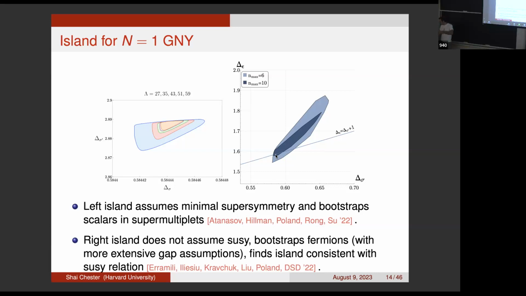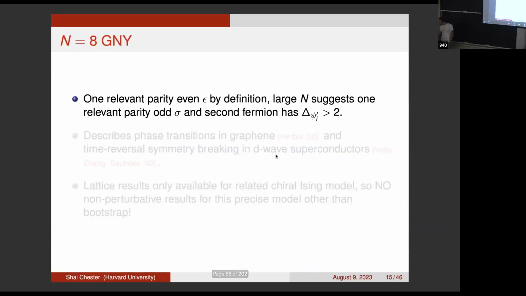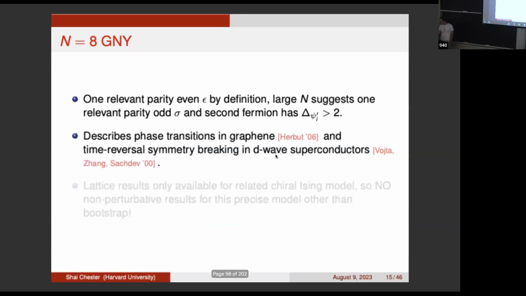But we could still make the island even smaller to really prove it. Okay. So another n which is interesting is n=8 Gross-Neveu-Yukawa. So this has one relevant parity even by definition, one relevant parity odd. There's also supposed to be a fermion, which I just mentioned, bigger than 2.